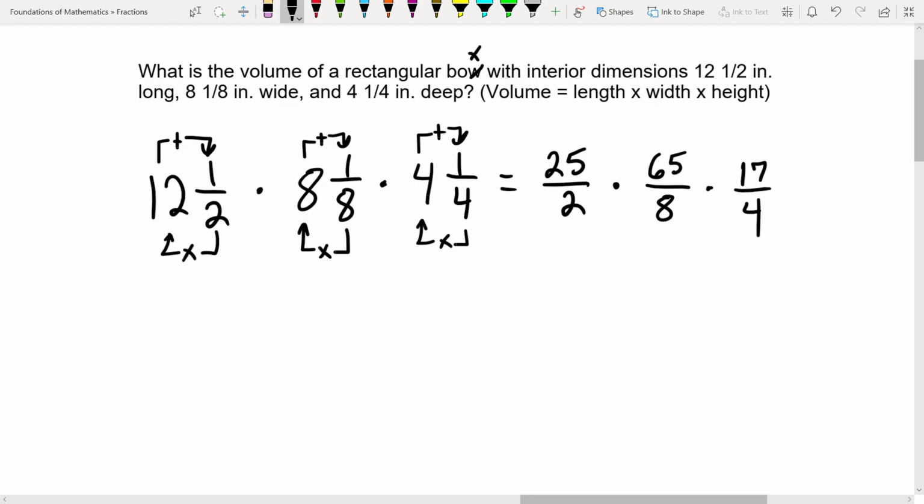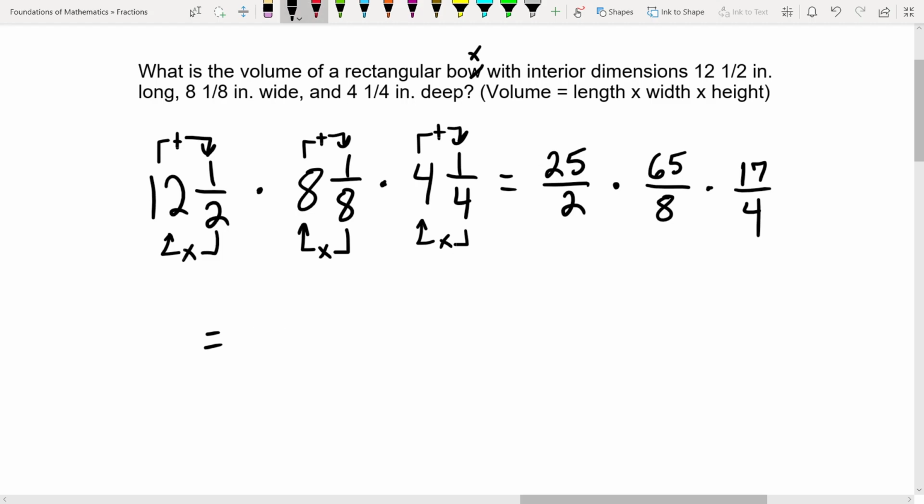Okay. Now, in this case, there isn't any cross-canceling we can do. All the numbers on the bottom are just powers of 2. They're just 2 times 2 times 2, or 2 times 2, or just 2. And all numbers on top are not even, which means they can't be divided by 2. So, in this case, we have to multiply it all out and then reduce from there.